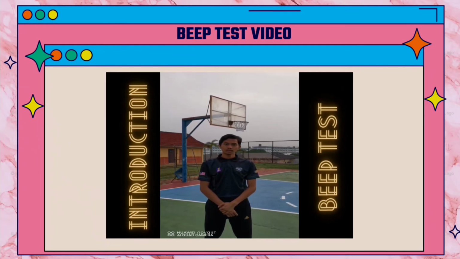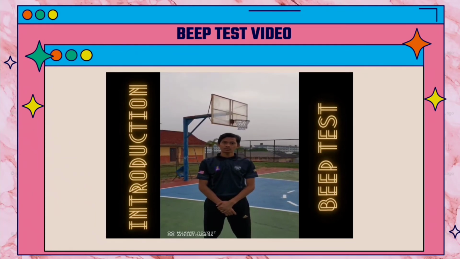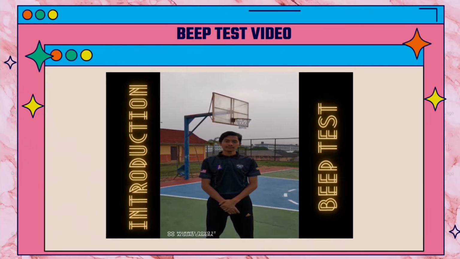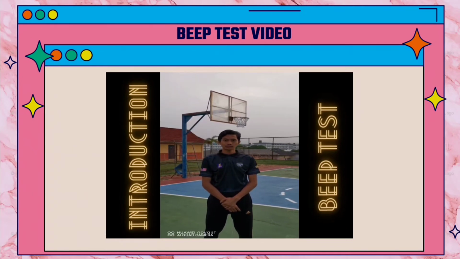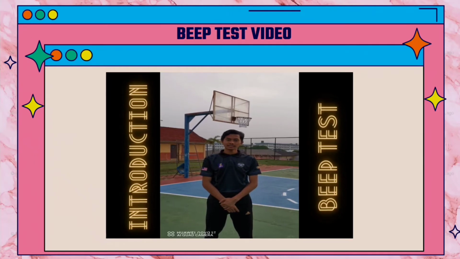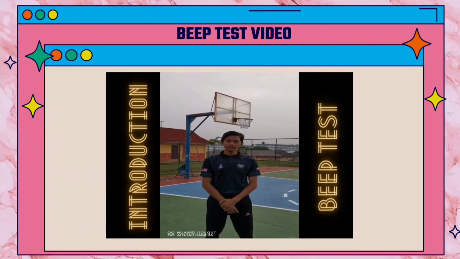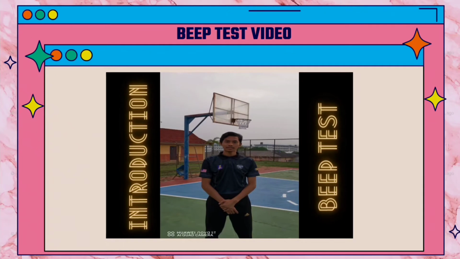Before I show you the demonstration of the beep test, there are a few rules that the subject needs to follow. First, the subject must stand behind the line facing the second line. Number 2, the subject will start running when the audio starts playing. Number 3, if the subject reaches the line before the beep sound, he must wait for the next beep sound. And the last one, if the subject doesn't reach the line after the beep sound, he will be given a warning, and the second time, he will be eliminated. Next, I will show you the demonstration of the beep test for level 1 and level 6.